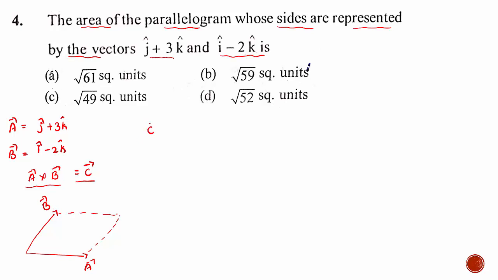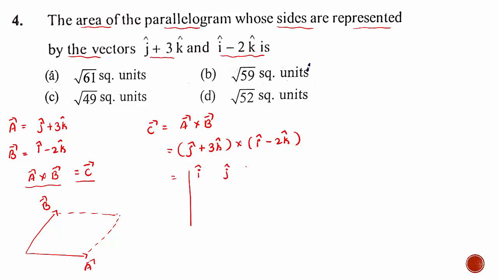So vector C is equal to vector A cross vector B, that gives the area: side into side. Now we can multiply these two values. Vector A is given as j cap plus 3k cap, into vector B, which is given as i cap minus 2k cap. To find the product we can use matrices, so here I am going to write this equation in terms of matrices. We can take rows and columns.